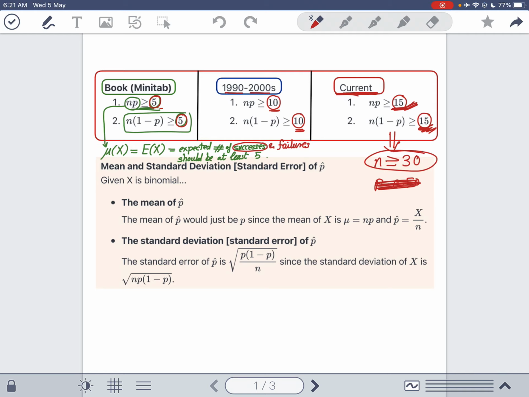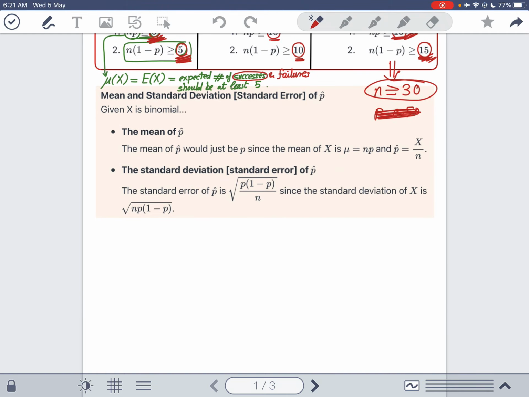But in our textbook, just to make it simpler, and also because it works, I showed you in Desmos that it's a good approximation. So in our course, we will use this number 5. I just want to tell you something.